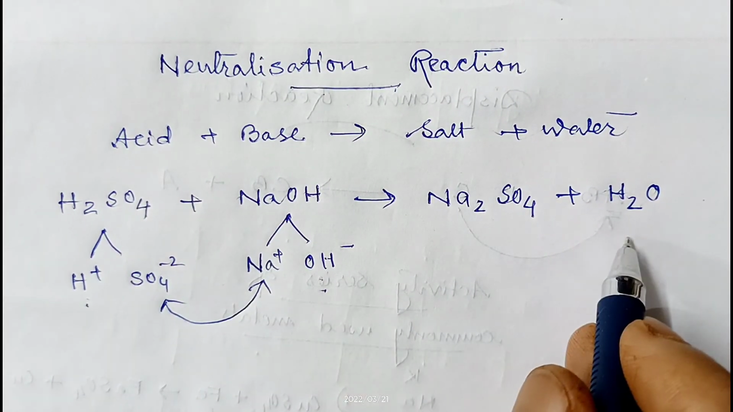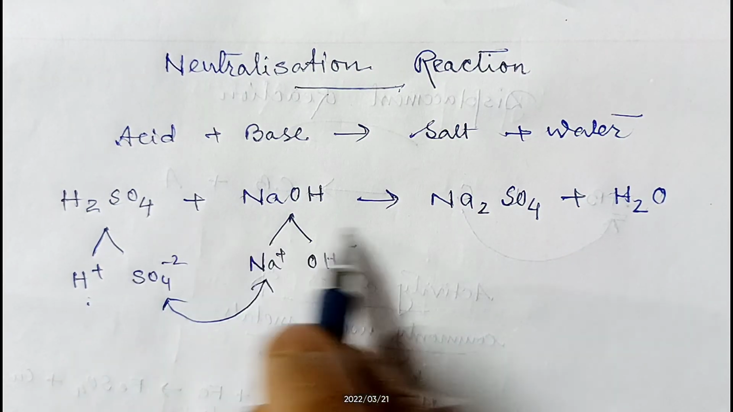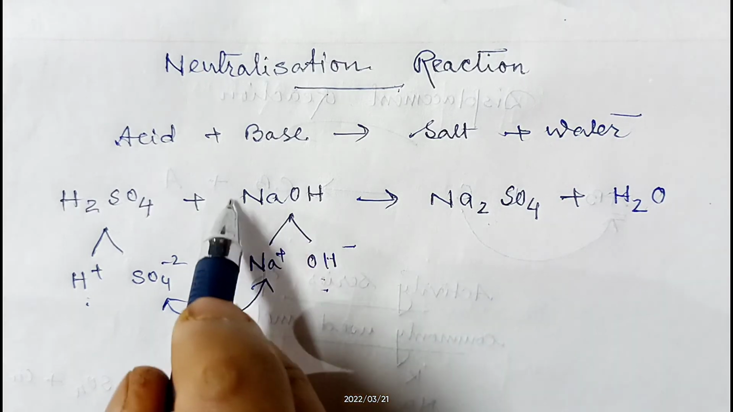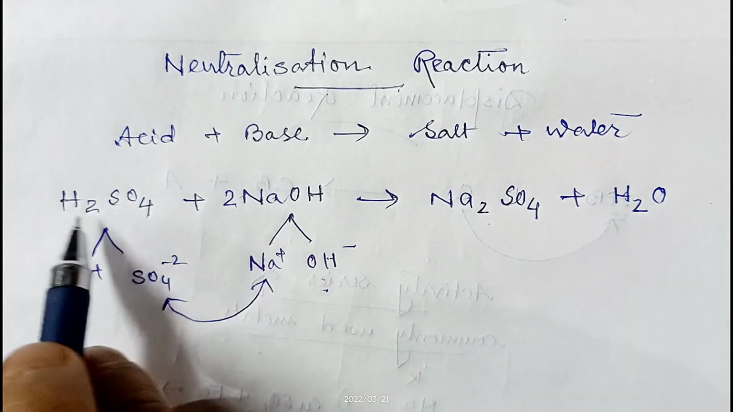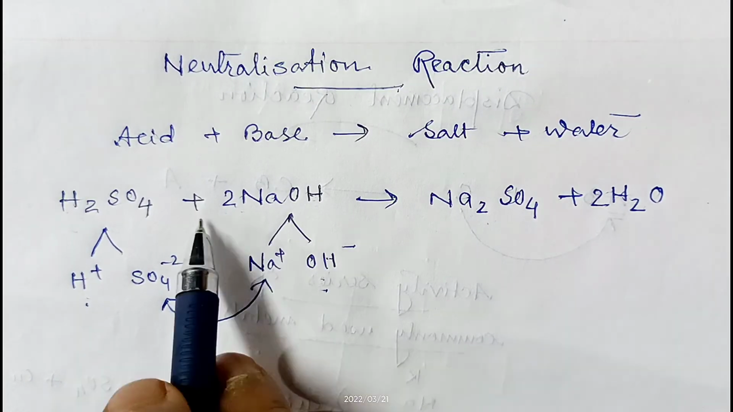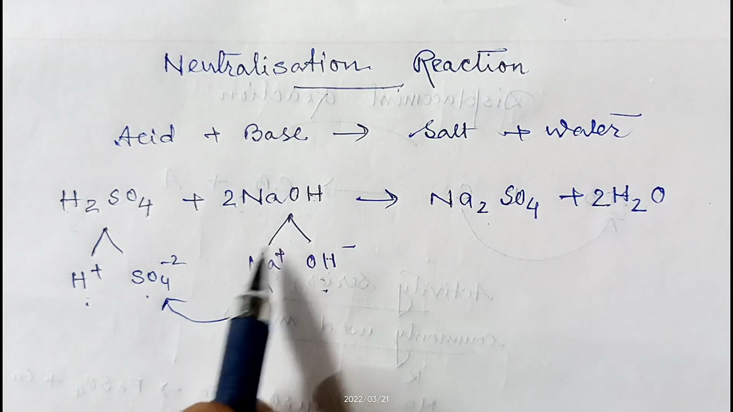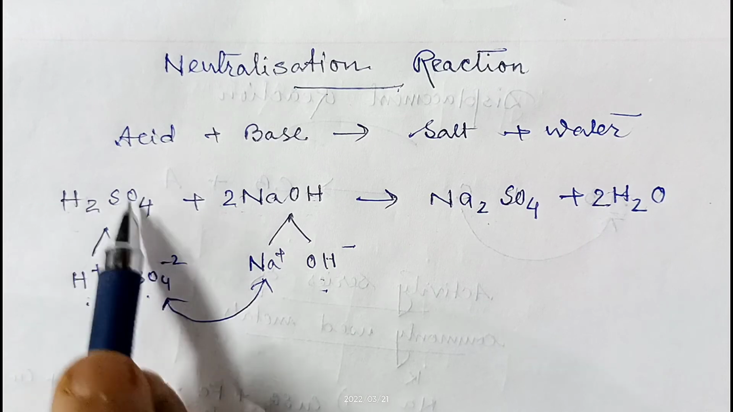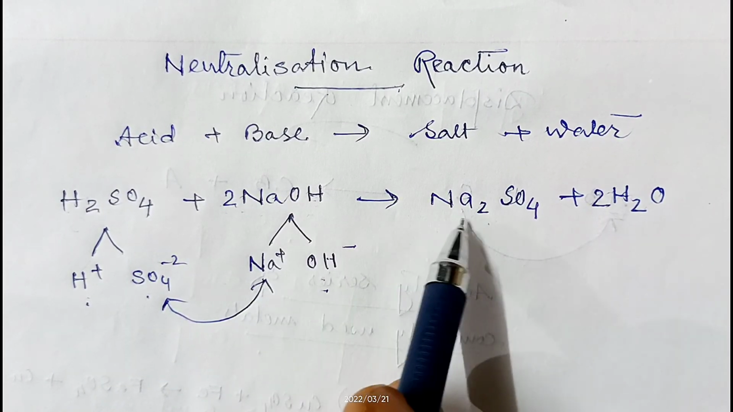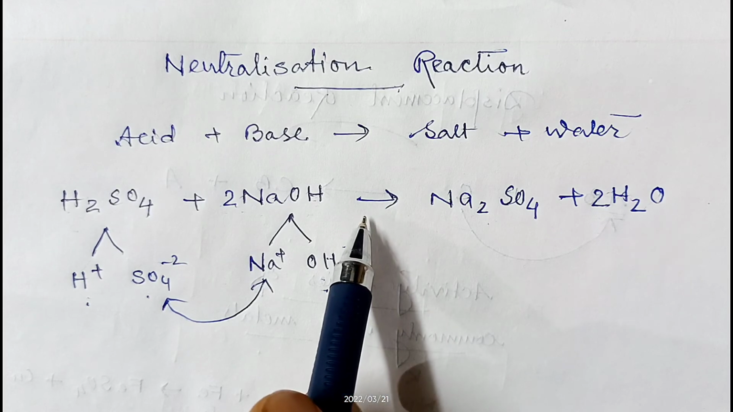react to form water. Now in this reaction, it is not balanced because here it is sodium 2, here it is sodium 1. So we have to place 2 here. Here hydrogen will be 2 plus 2, 4. So here also it must be 2. Now it is a balanced equation. So this type of reaction where an acid reacts with a base to form salt and water, this type of reactions are called neutralization reaction.